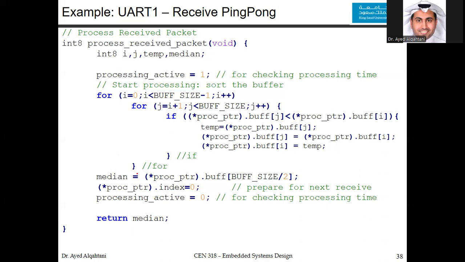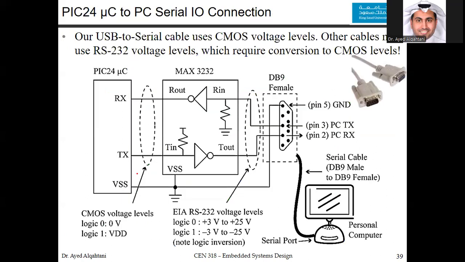At this point, you know how to work with the UART, how to use its special function registers, how to set it up, how to do the transmission and the receiving. You could see from this example that the receiving is actually more important. When you receive something and you work with it, also it's very important to send. It's a communication module. At the end, I just want to mention the PIC24 microcontroller to PC serial I/O connection.